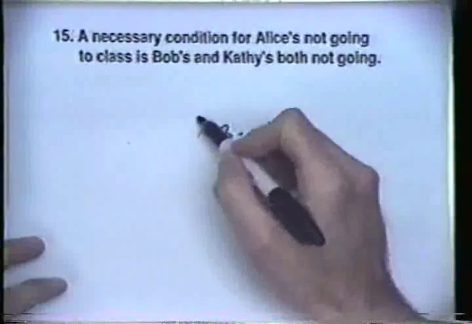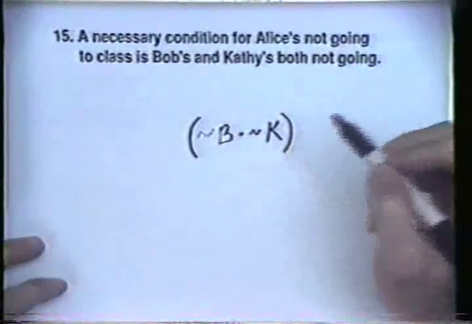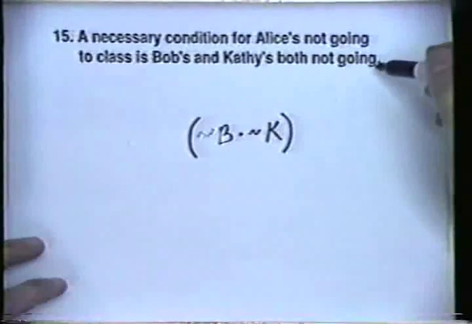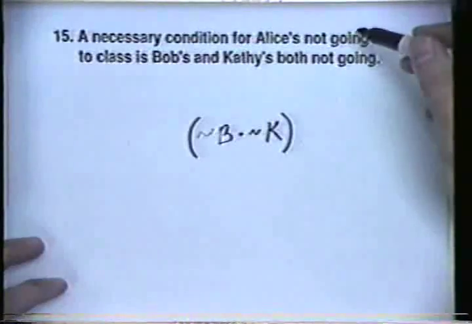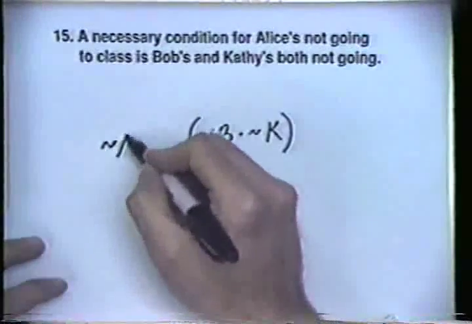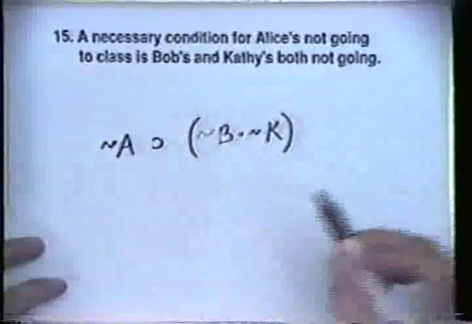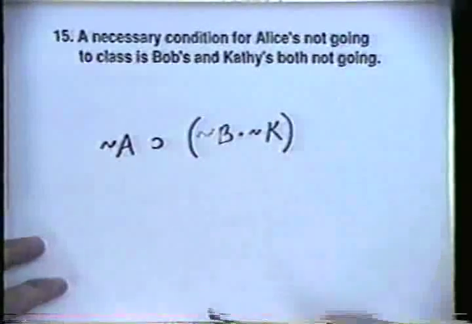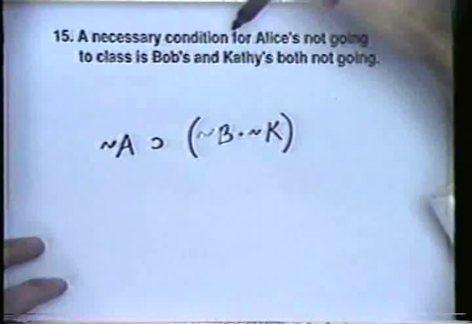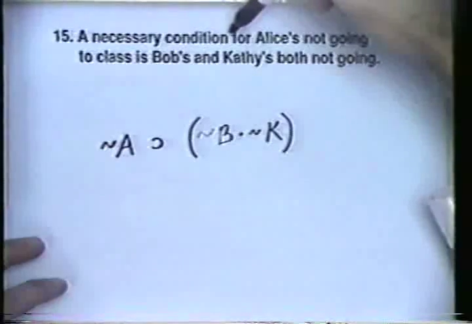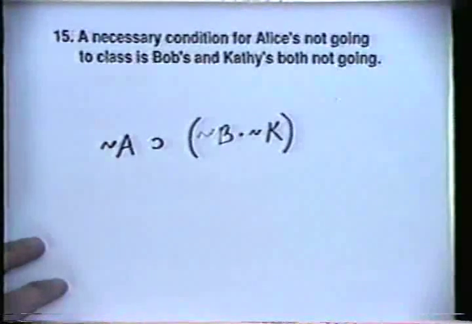And we're saying that that conjunction is a necessary condition for Alice's not going. So, if Alice doesn't go, then these two conjuncts must be true. So we have a conditional statement translating an English sentence that talks about one thing being a necessary condition for another.